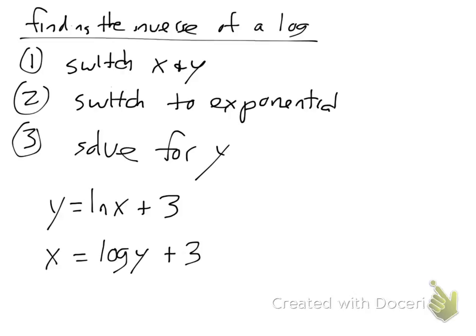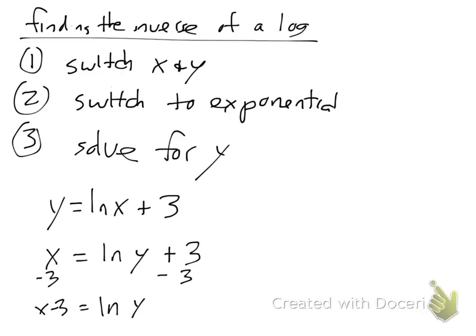So since it's not y plus 3, they're separated. To solve for y, I need to isolate the log first. So I got to subtract 3. So you get x minus 3 equals the log of y. Oops, sorry. I changed it, guys. You see it? It's not log, it's supposed to be natural log. Sorry. Which is a log, but it's log base what? Natural log is log base e.